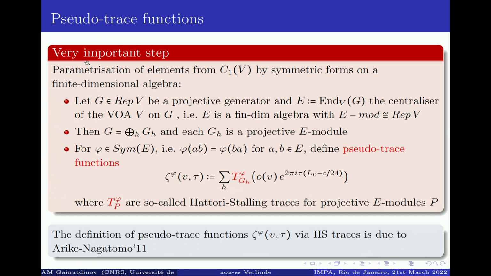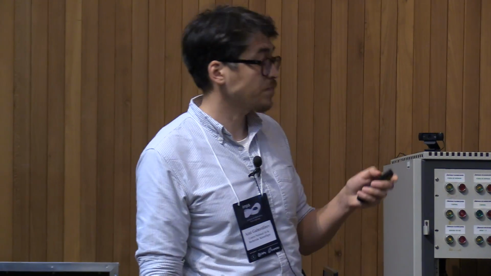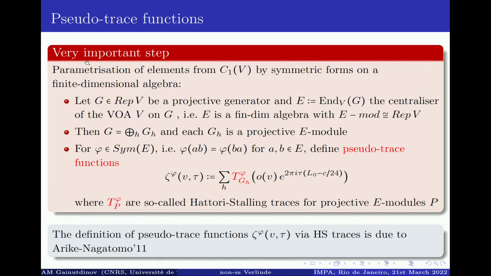So I take a projective generator. A projective generator is like maximal, but basically take the direct sum of all projective covers of all simples, right? This is an example of a projective generator. And take the endomorphism algebra of this projective generator. So if you want, intertwining operators from G to G. Or if you want, the centralizer of your VOA V on this particular representation G. And it's a finite dimensional algebra.